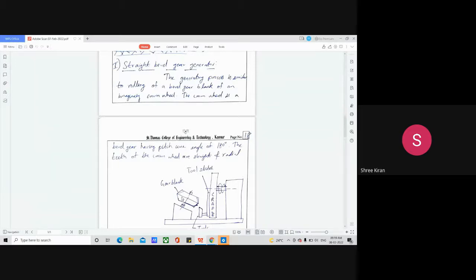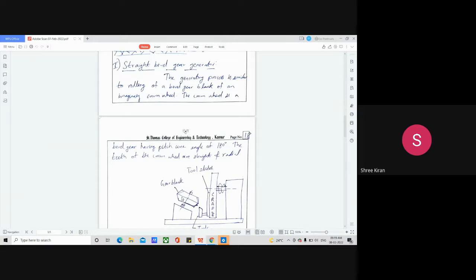The generating process is similar to the rolling of a bevel gear blank. That's what we say: it is mainly the rolling of a bevel gear blank.